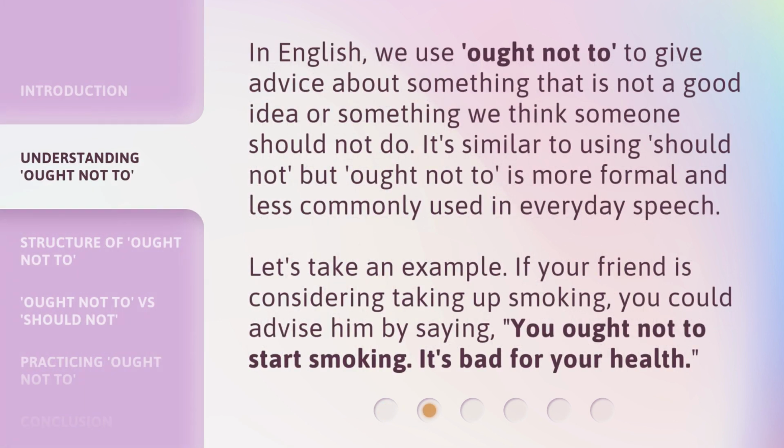In English, we use ought not to give advice about something that is not a good idea or something we think someone should not do. It's similar to using should not, but ought not to is more formal and less commonly used in everyday speech. Let's take an example. If your friend is considering taking up smoking, you could advise him by saying, "You ought not to start smoking. It's bad for your health."